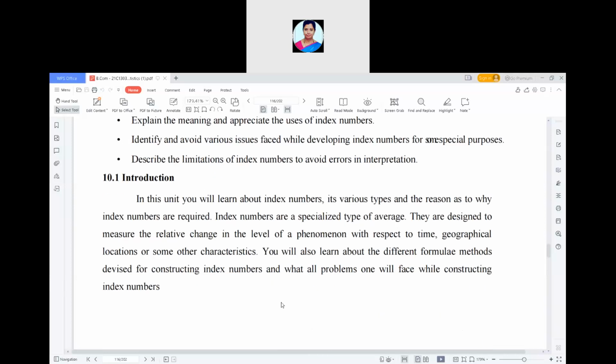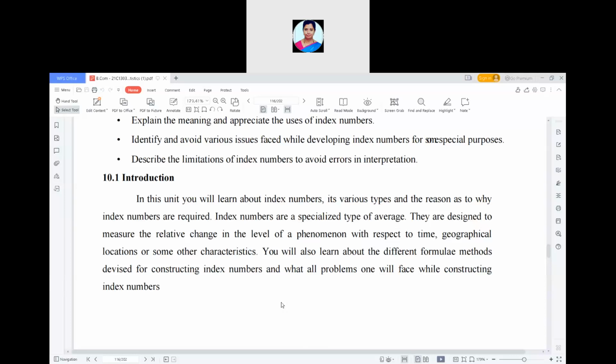Now we will move on to the introduction. In this unit, we are going to see index numbers and their types. Why are we using these index numbers? What is the purpose? Index numbers are nothing but a specialized type of average. They are designed to measure the relative change in the level of a phenomenon with respect to time and geographical locations or some other characteristics.